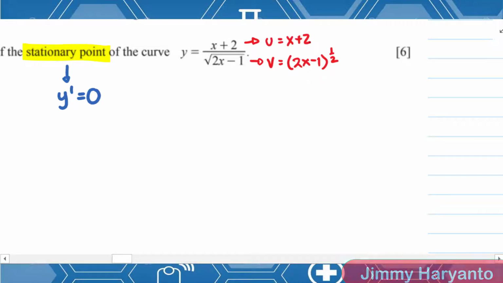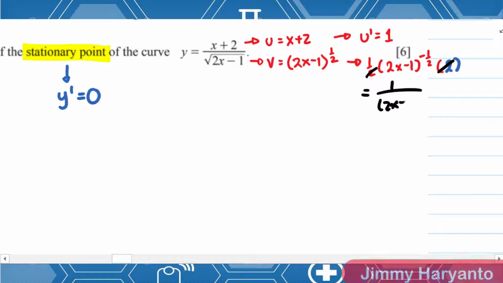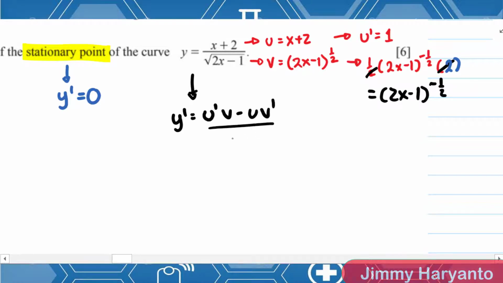The u is the same. We can prepare the derivatives first. The derivative of u is 1. The derivative of v is half, in the bracket 2x minus 1 to the power of negative half, and then don't forget to multiply by the differentiation of the inside function, 2. So the result will be 1 over 2x minus 1 to the power of half, or you can leave it like that, 2x minus 1 to the power of negative half. Okay, so dy/dx will be u'v minus uv' over v squared, because we are using u over v.